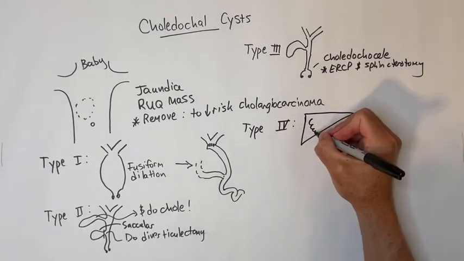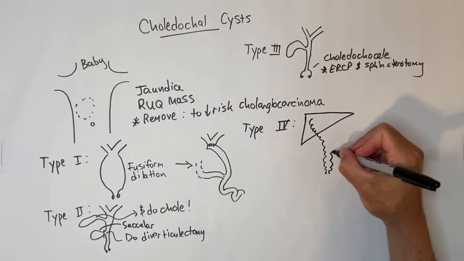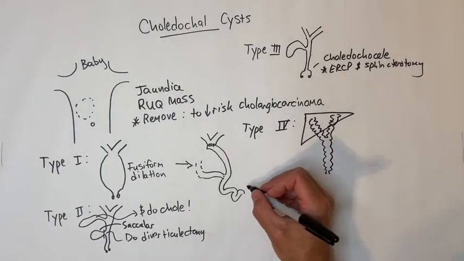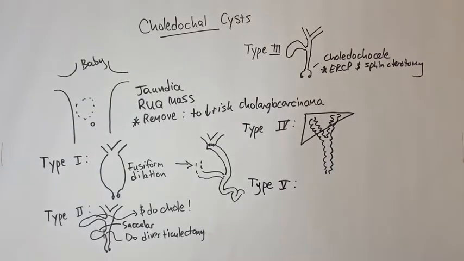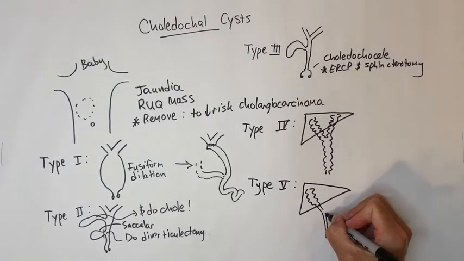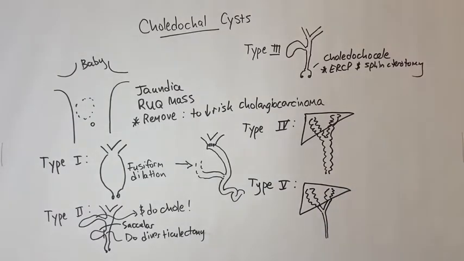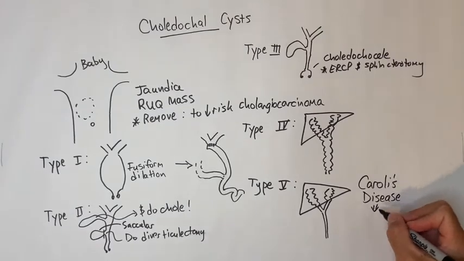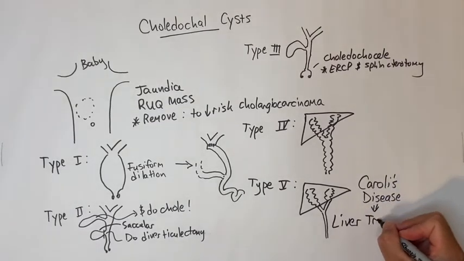Type 4 is multiple intra- and extrahepatic biliary dilations. These are sometimes treated with extrahepatic bile duct excision, but some also need liver transplant. Type 5 choledochal cyst is also called Caroli's disease. This is totally intrahepatic dilations, and these patients are commonly put on liver transplant lists.